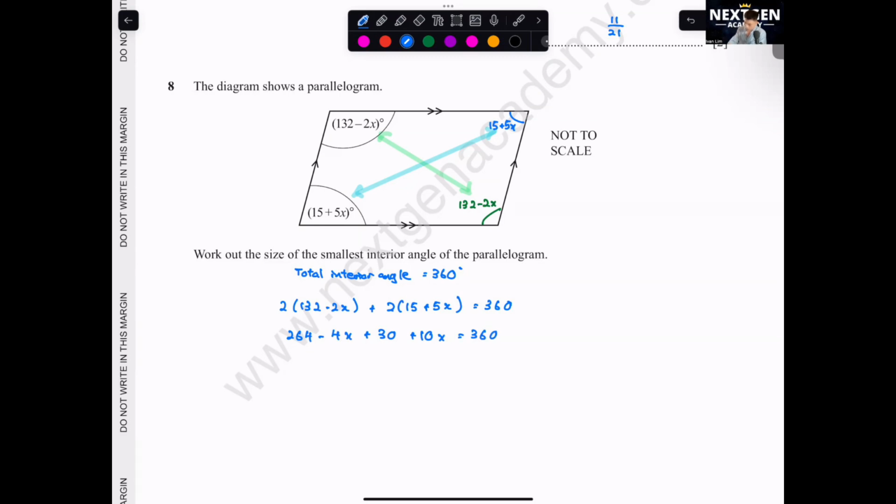Okay, we put all the x on one side. This one we keep on the left-hand side, then the rest move to the right-hand side. So 10x minus 4x equals 360 minus 264 minus 30. You will get 6x equals 66. Dividing, x will be equal to 11.